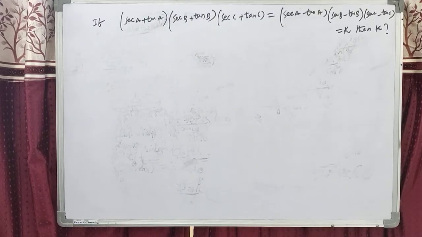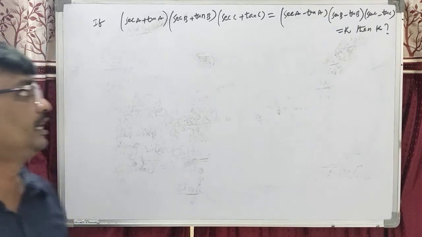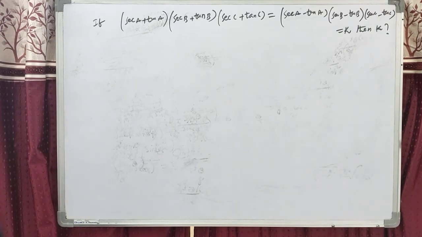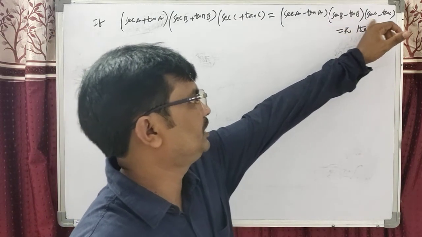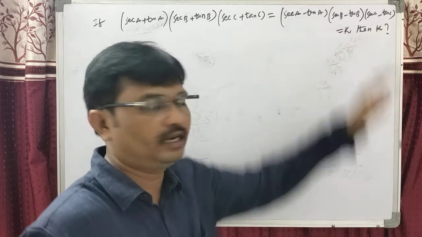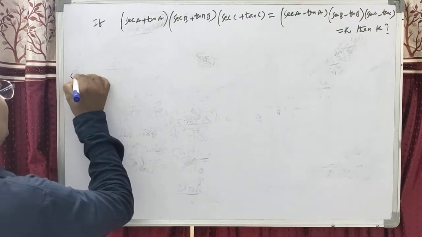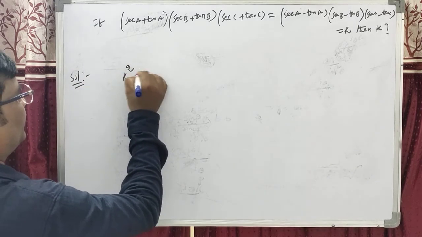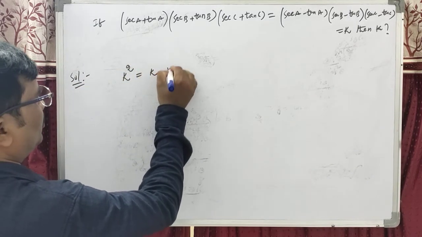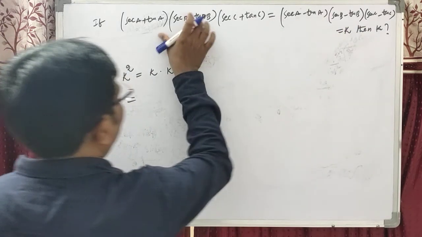Dear students, (secant A plus tan A)(secant B plus tan B)(secant C plus tan C) equals (secant A minus tan A)(secant B minus tan B)(secant C minus tan C) is given as K. Then find the value of K. Its solution is: first we take K square, that equals K into K. What is K, students?